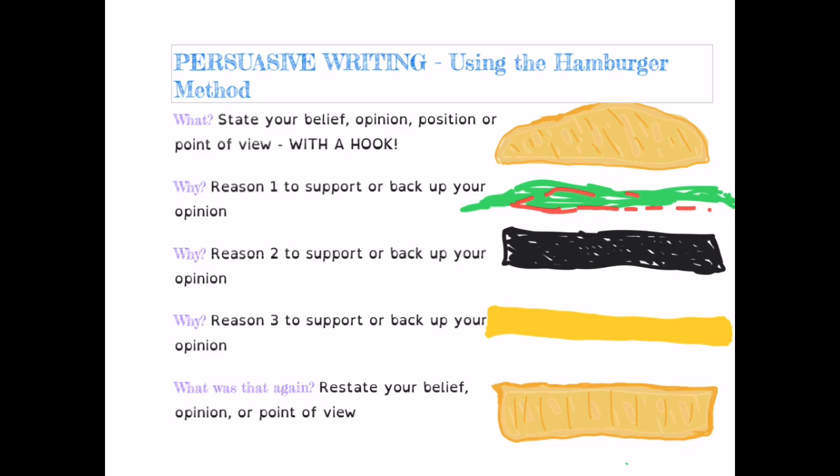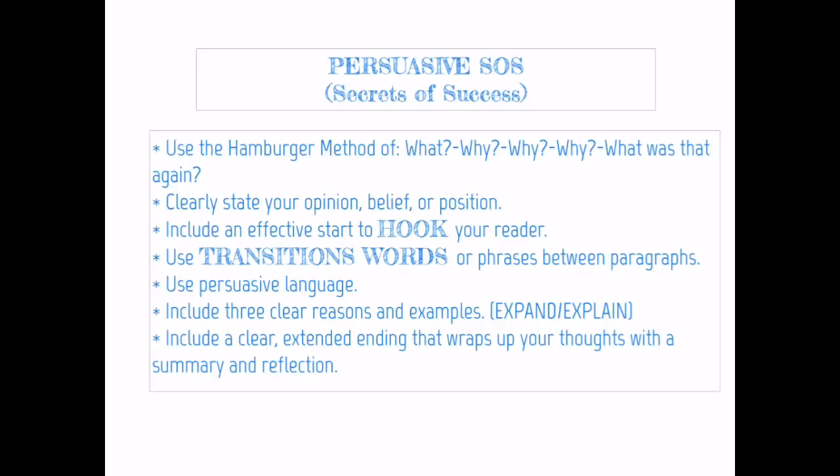So the what, state your belief, opinion, a position, or point of view, and you also do it with a hook. Why? Reason number 1, to support or back up your opinion. Second why, reason number 2, to support or back up your opinion. And why number 3 is reason number 3, to support or back up your opinion. Finally, in conclusion or your closing, what was that again? Restating your belief, opinion, or point of view, which doesn't mean by going the end. Hope you like this. It's an extended ending, grade 5 endings.